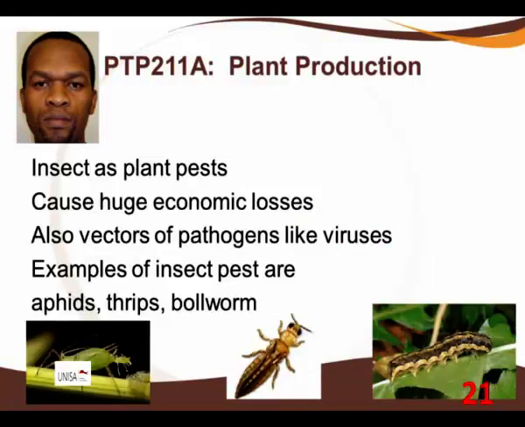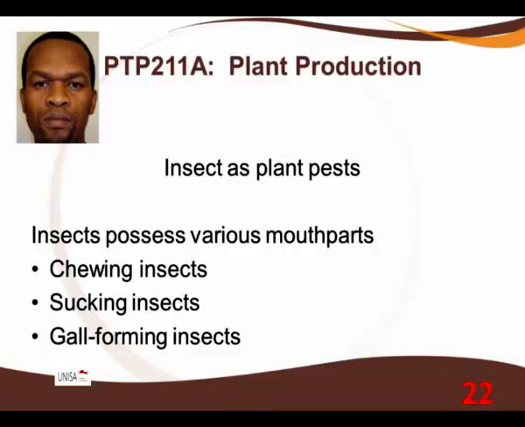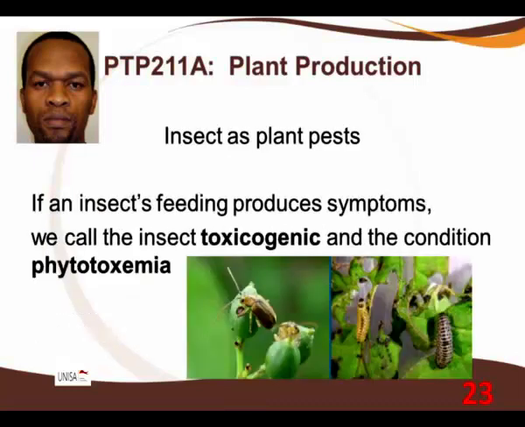Insects may also be plant pests and cause huge economic losses. They may also be vectors of pathogens like viruses. Examples of insect pests are aphids, thrips, and bollworm. Insects cause damage in a number of ways as they possess various mouth parts. There are chewing insects, sucking insects, gall-forming insects. If an insect's feeding produces symptoms, we call the insect toxicogenic, and the condition is called phytotoxemia.